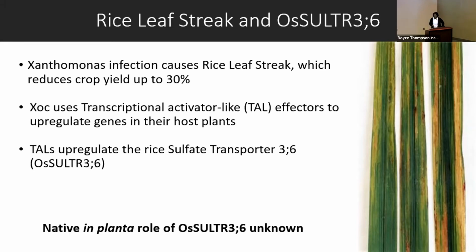While we know that XOC targets this particular gene, the alteration of this gene's expression could have the potential to mitigate the damage of bacterial leaf streak. However, until we know more about SULTR3;6's function in rice, we cannot truly understand why XOC targets a specific transporter.